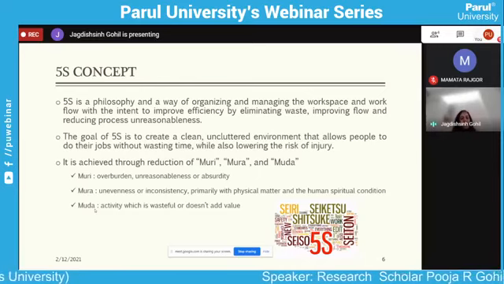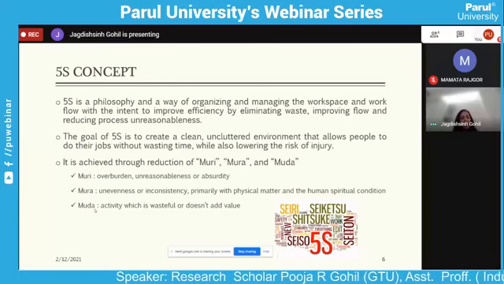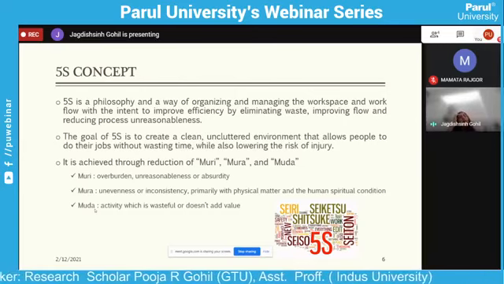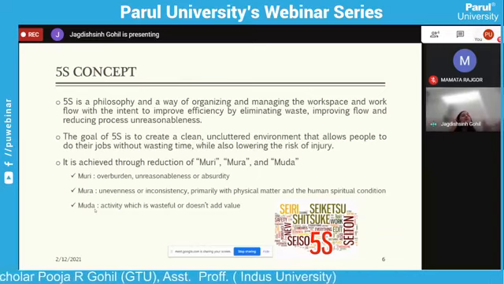So what are these 5 Japanese words? They are Seiri, Seiton, Seiso, Seiketsu and Shitsuke. These are the 5 Japanese words, and based on that, we have translated them to 5 English words. We will see it later on.